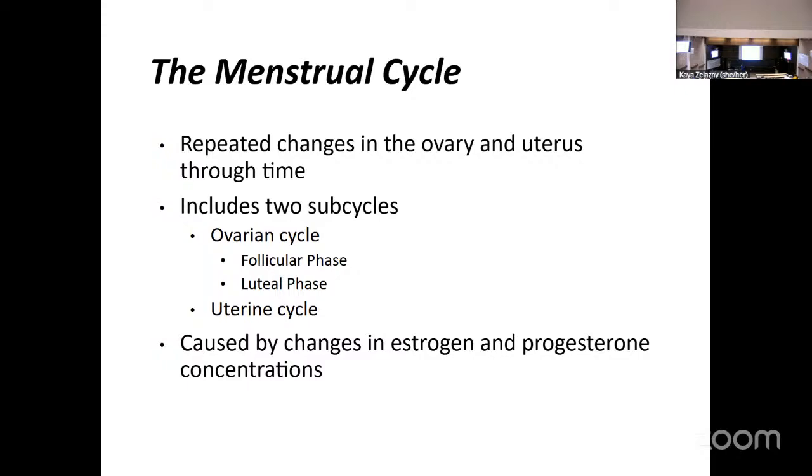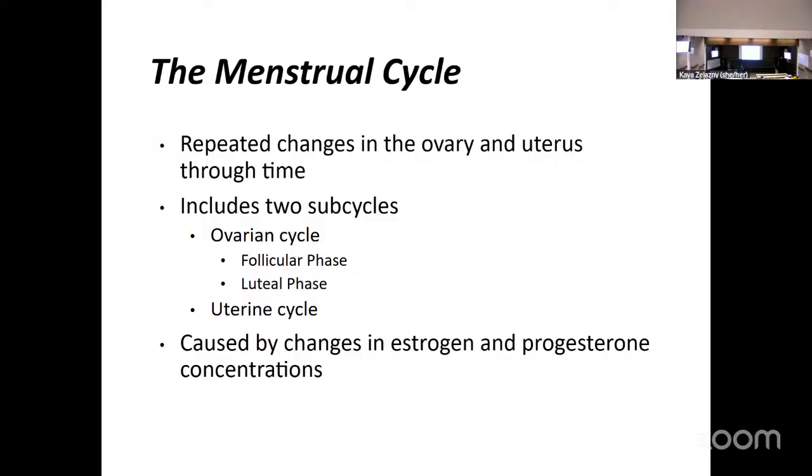So we're going to be splitting up our ovarian cycling into a follicular phase and a luteal phase. So we're going to split what the ovaries are doing roughly in half. And when we go to the uterus, we're also going to see changes, and we're going to split that up roughly into 3. So we'll take a look at that after we dig through the ovarian cycle for a while.